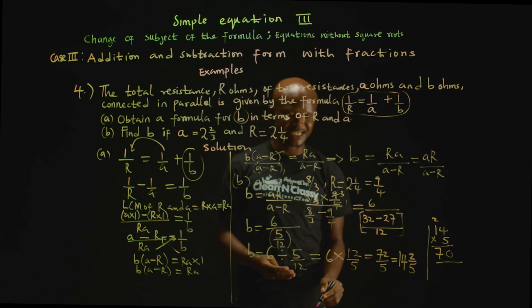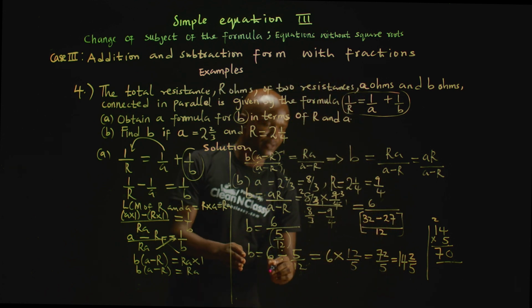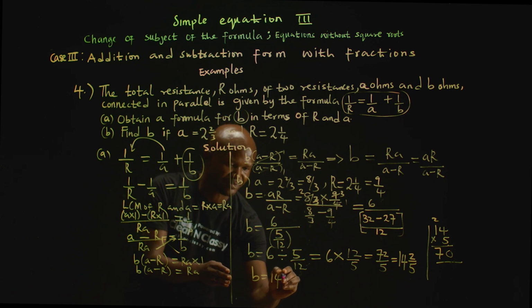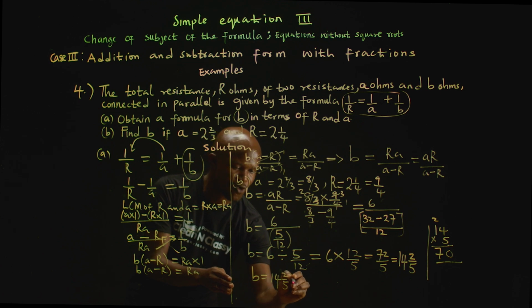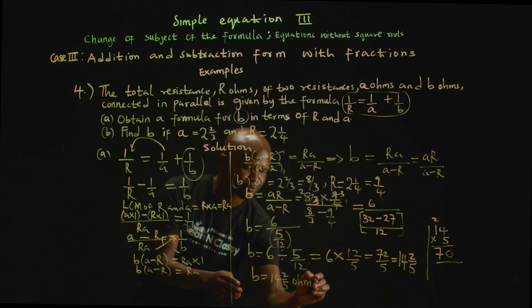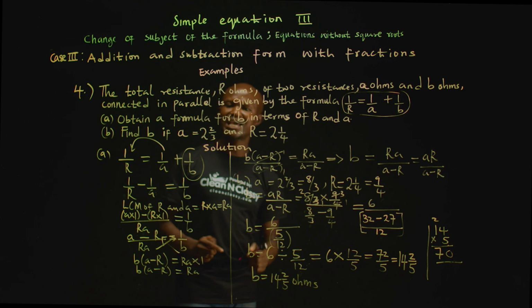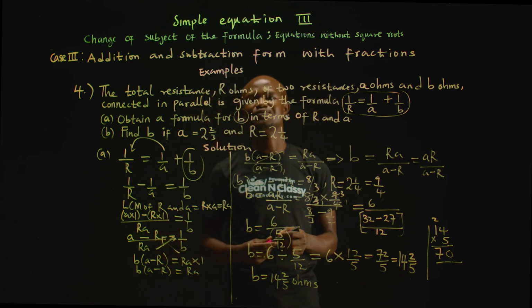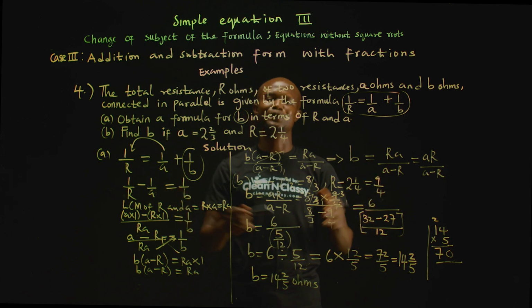Now, in this case, it means that B equals 14 and 2 over 5 ohms, when A equals 2 and 2 over 3 and R equals 2 and 1 over 4. That is the solution to the problem. Thank you.